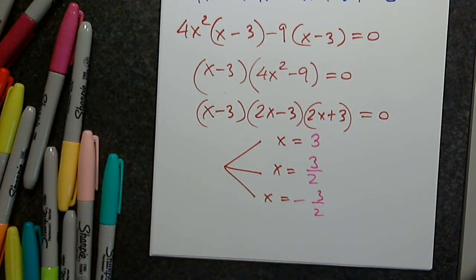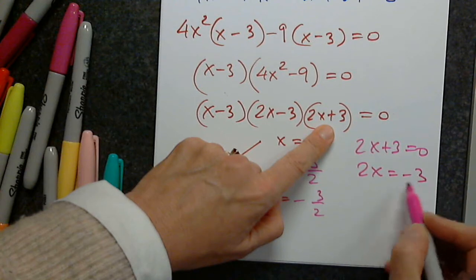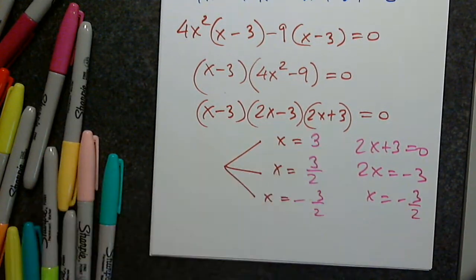Very good. Where did you get that from? Where did you get the last two? 2x plus 3 equals 0. 2x equals -3. X equals -3 halves. This is linear equations, and we've done that. And I hope we are moving forward. Any questions on polynomials?